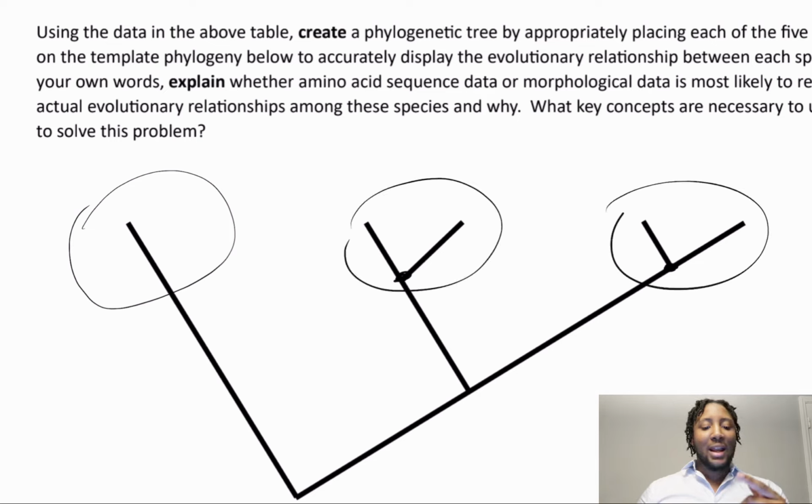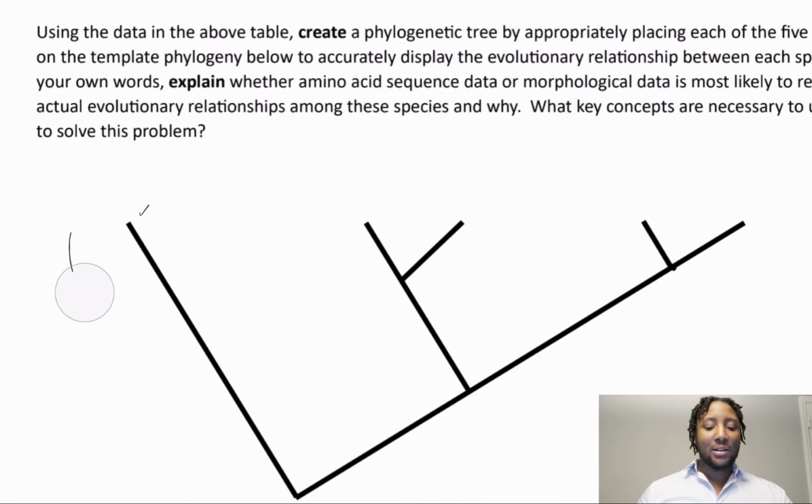And with this problem you'll see how we'll tackle it, where we look for the outgroup and then we look for the species that is most different from that outgroup species. Okay, so let's go ahead and check it out. Let me just clear this up.